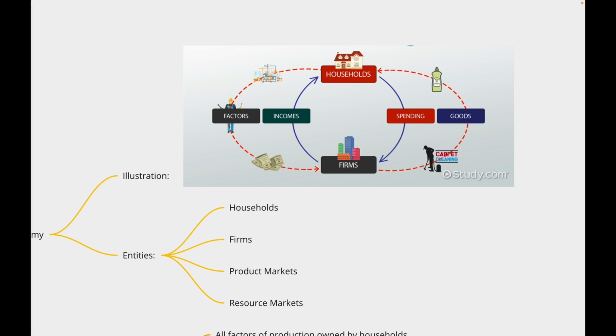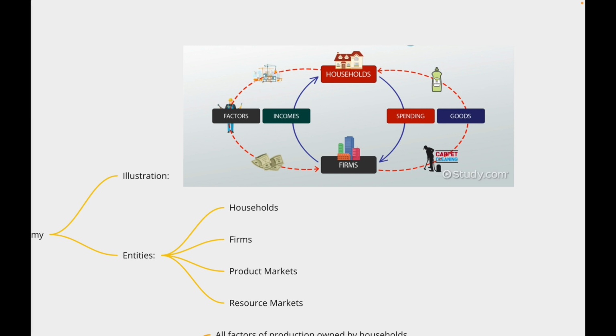Why is this called the circular flow? Firstly, it looks like a circle, but beyond that, it's a flow because the different entities, the actions that they take result in a flow in the model. It's a continuous process that involves multiple entities and connects them together.